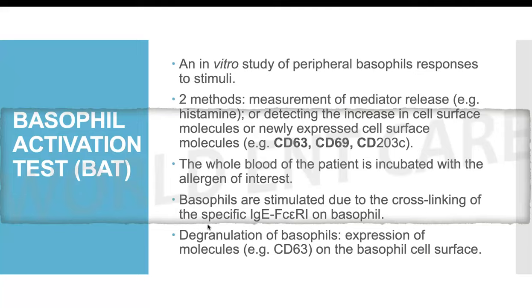Now what we are doing is the whole blood of the patient is incubated with the allergen of interest. Then what happens? The basophils are stimulated due to cross-linking of specific IgE on the FcεRI on basophils. When that happens, degranulation of basophils occurs, and because of degranulation there is expression of molecules like CD63 on the basophil cell surface. These molecules are detected by flow cytometry. So this is how we detect the molecules.